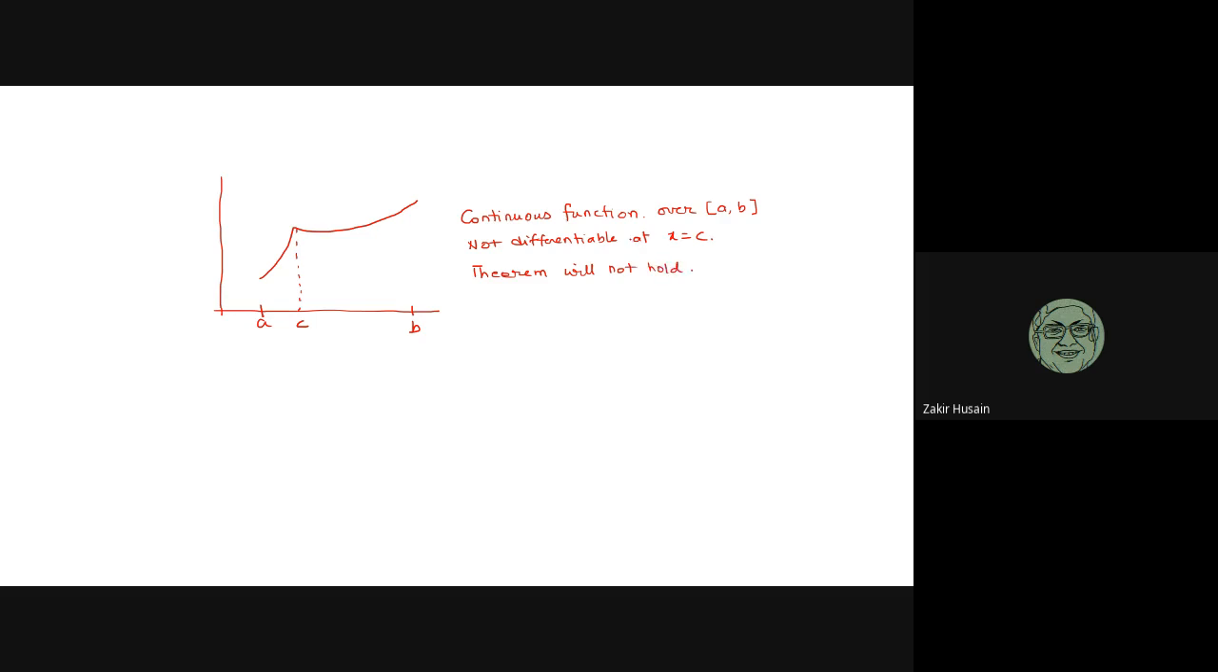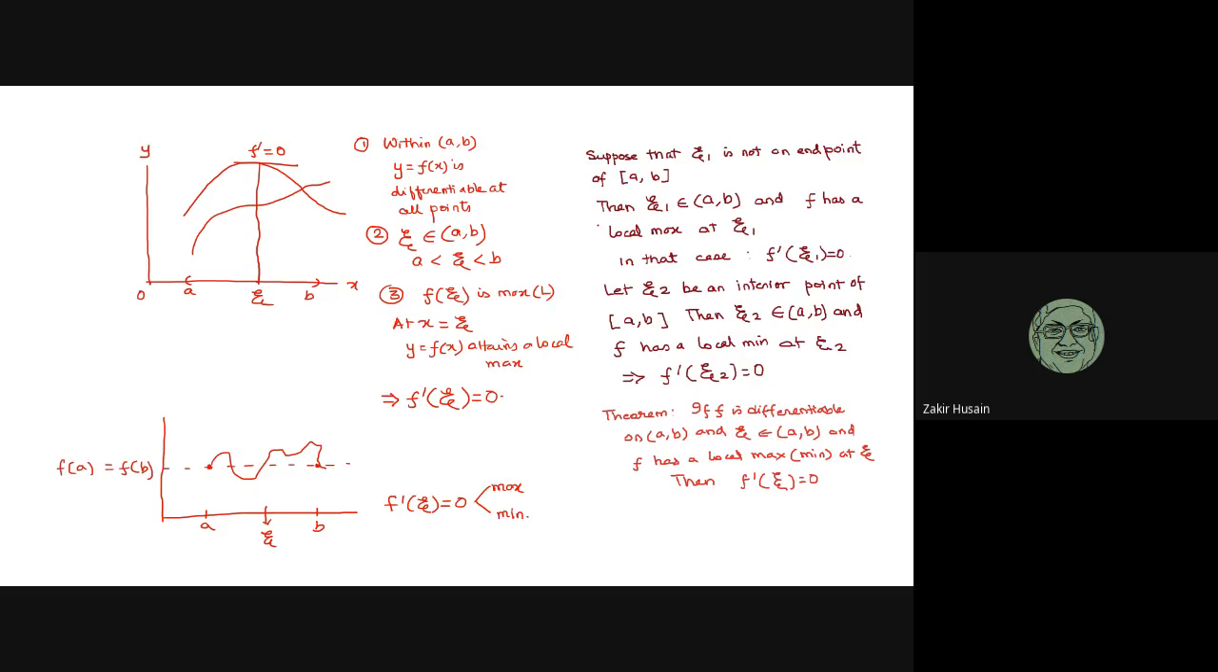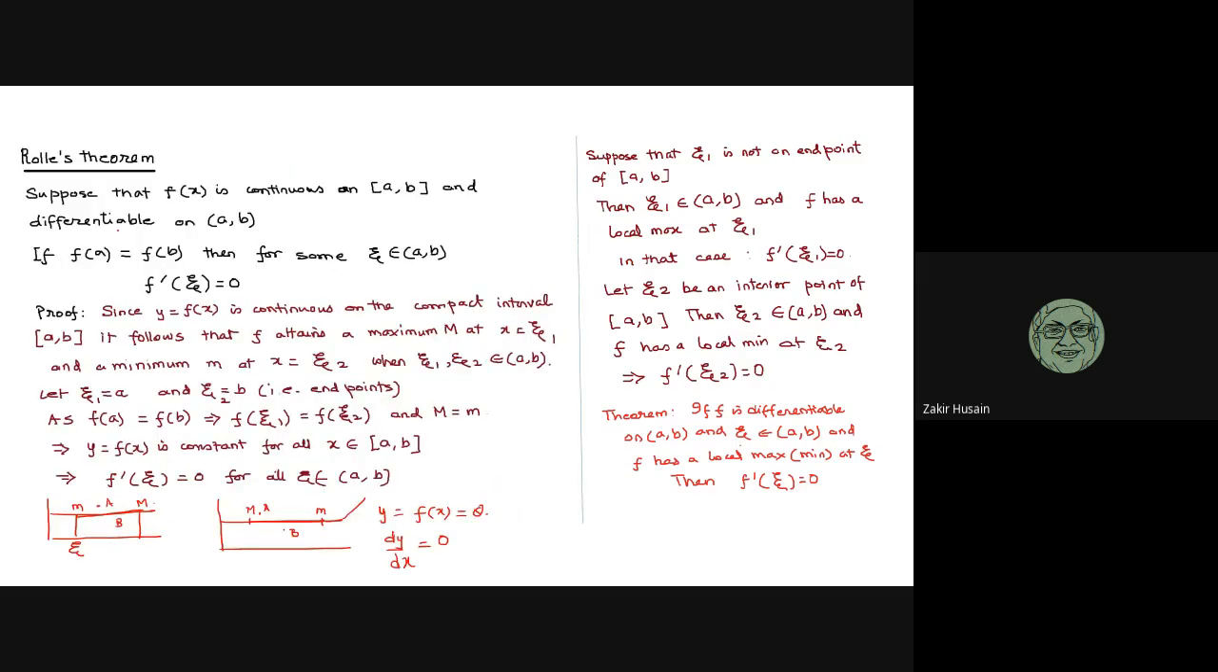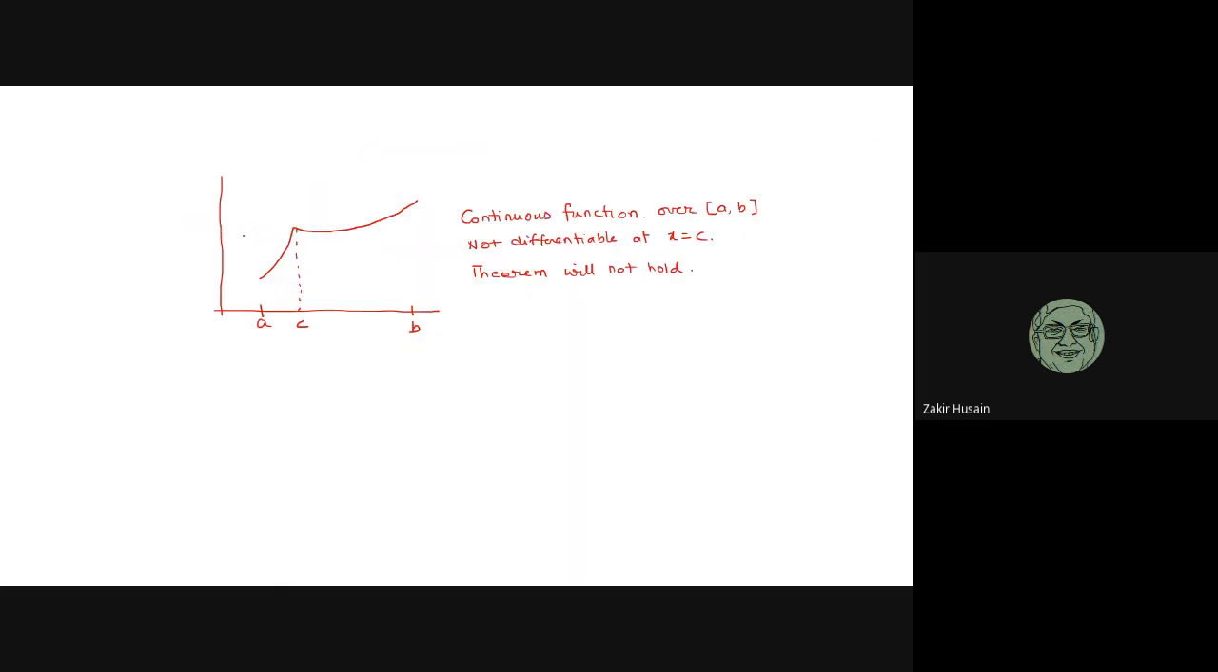Okay, I'm violating the theorem. What did I say? It has to be differentiable within the range. This first condition is satisfied, but the second condition is not satisfied. Similarly, if I take this, what happens over here?